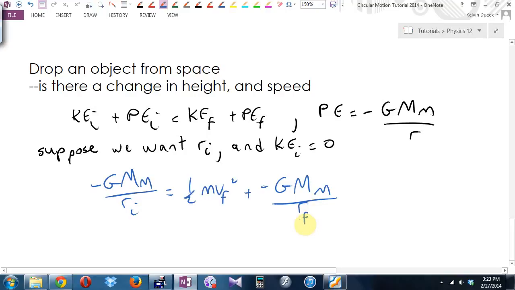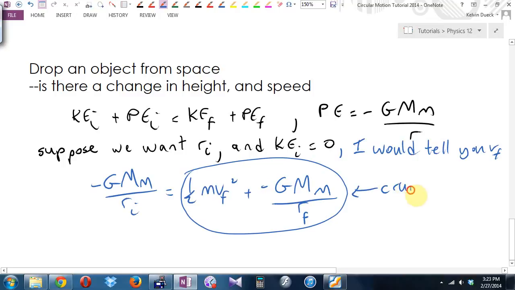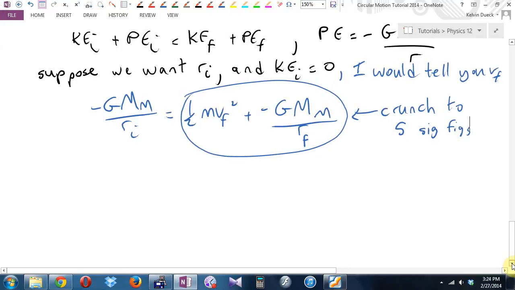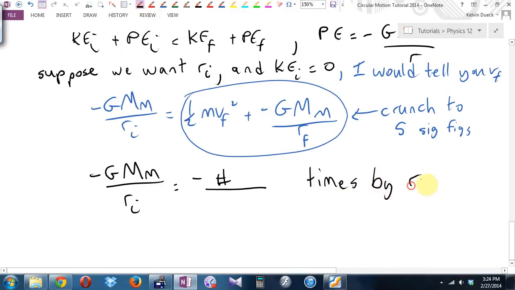Okay? I would have to tell you V final. What I would do then is crunch that to 5 or so sig figs. I would get an answer. I wouldn't yet get the R by itself, and so you would have this, negative big G, big M, little m divided by R initial equals, and I know this would be negative. The reason is I know the radius has to be positive, so somehow the negative has to be canceled. Negative some number, okay? And now what I would do is times by R initial and divide by the number.